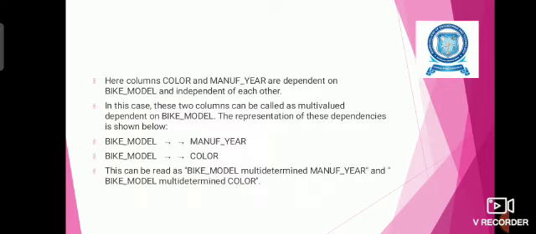Okay, so in the year 2013, two colors are manufactured in the same model M3001. So here color and manufacturing year are dependent on the bike model, and both color and manufacturing year are independent of each other. So in this case, the two columns can be called multivalued dependent on bike model. This can be represented as bike model multi-determines manufacturing year and bike model multi-determines color. So this is called multivalued dependency.